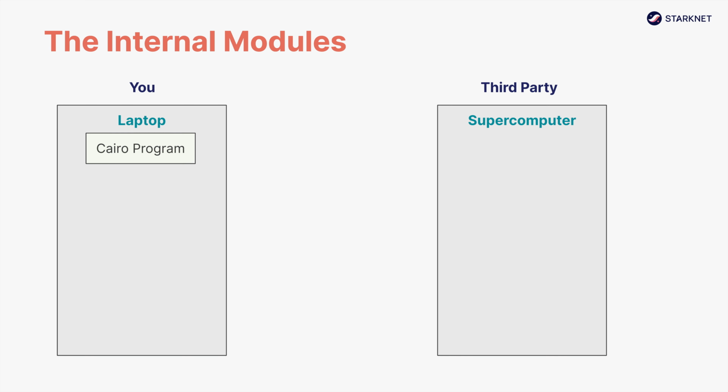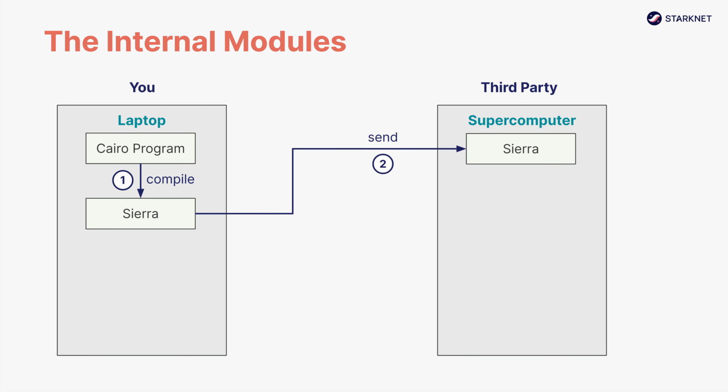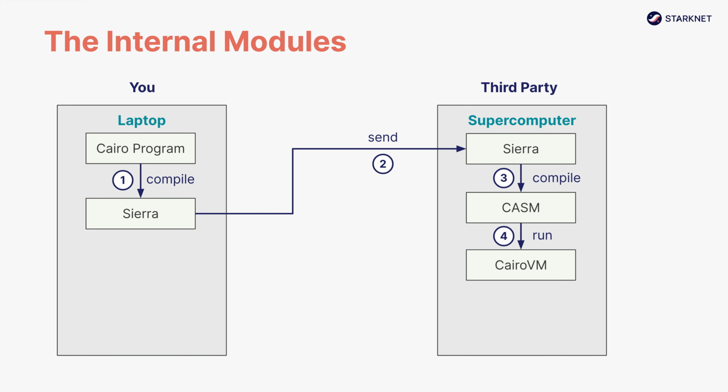Once the program is ready to be executed, the first step is for you to compile the program into Sierra, an intermediate language. The Sierra code of your program is what you would send to a third party, not the original Cairo code. The third party will then proceed to compile your Sierra program into Cairo assembly in preparation for its execution in the Cairo virtual machine.